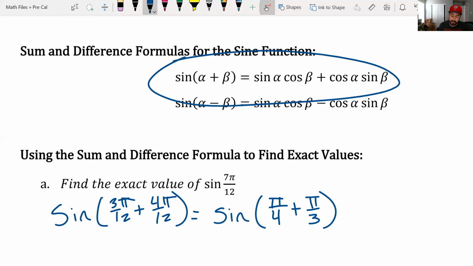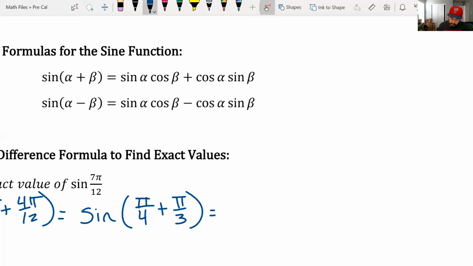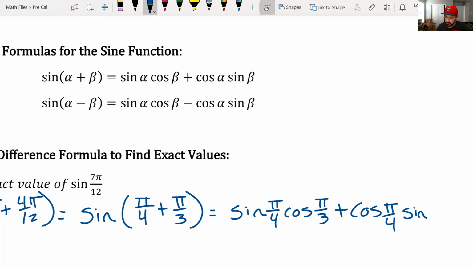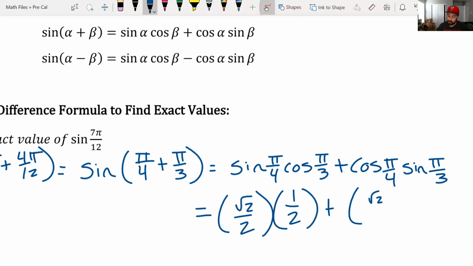Now use the sum formula above for sine, and we will get the sine of pi over 4 times the cosine of pi over 3 plus the cosine of pi over 4 times the sine of pi over 3. Now, unit circle time. Sine of pi over 4, square root 2 over 2. Cosine of pi over 3, 1/2. Plus cosine of pi over 4, square root 2 over 2. Sine of pi over 3, square root 3 over 2.